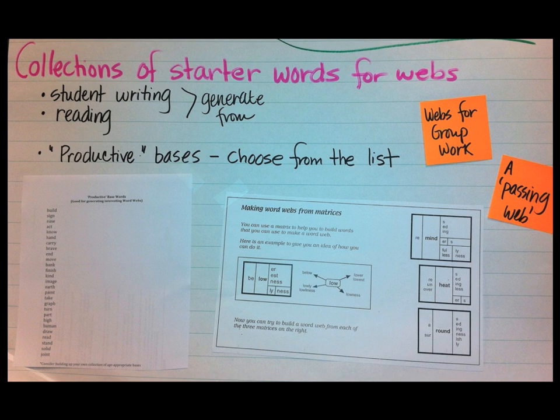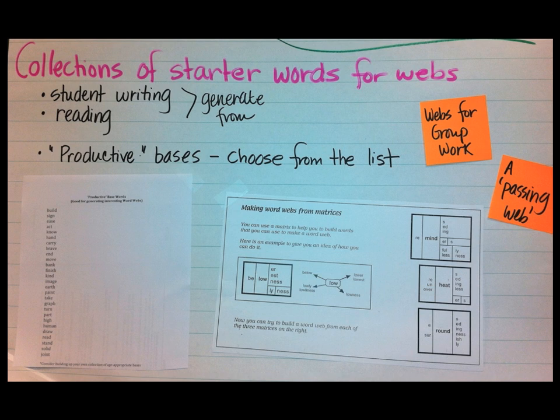You can also take them from matrices and create word webs, as shown here on this example. You could do, on my sticky notes, you could do webs for group work. You could have an entire group work on a web, and everybody contribute to it, creating like a poster that they then share with the class or a group.